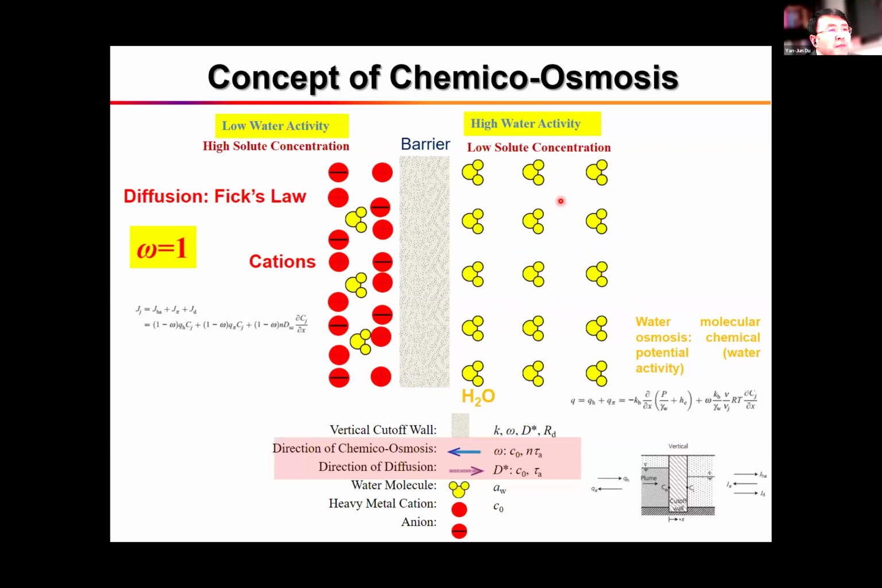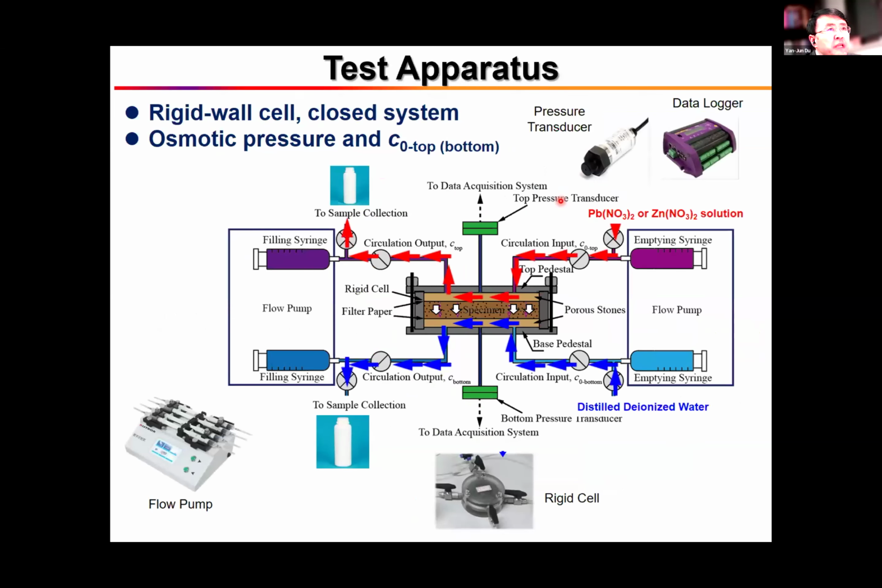So to evaluate the chemical osmosis, D dash and Rd, we use a rigid wall cell, which is a closed system. This testing apparatus has been developed by Professor Shackelford and Professor Malusis. So we use that one to test the lead or zinc solution.